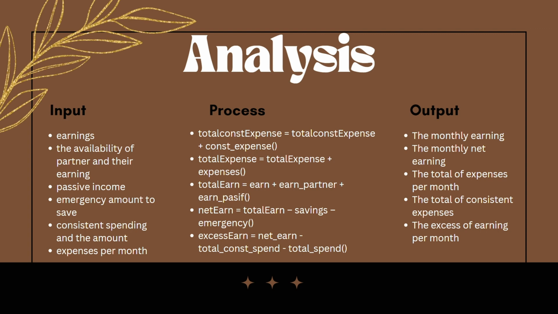Last, we go for the output. For output, what the user will see in the program is the monthly earning, the monthly net earning, the total of expenses per month, the total of consistent expenses, and the excess of earning per month.